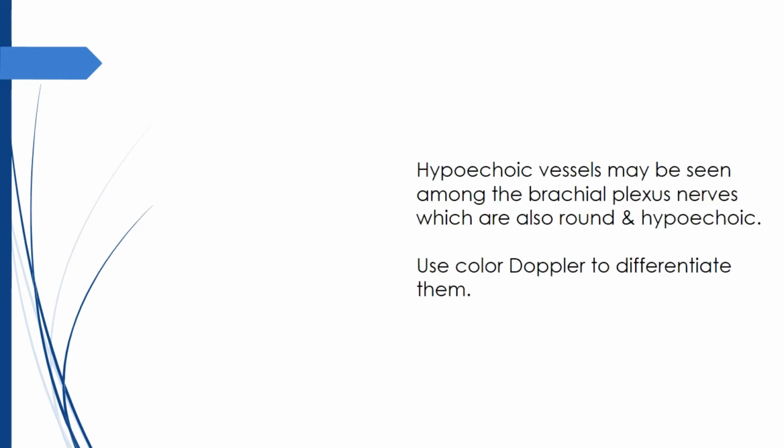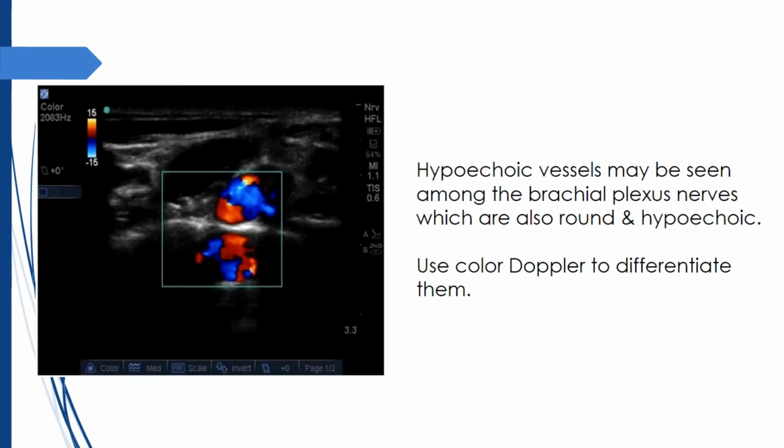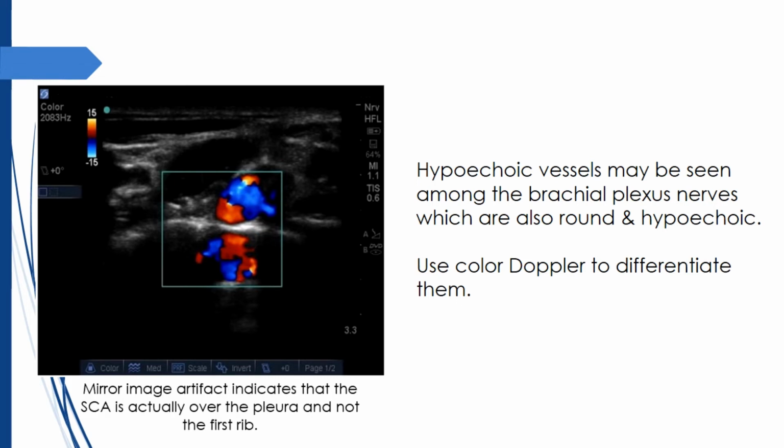Hypoechoic vessels may be seen among the brachial plexus nerves, which also look hypoechoic. So always make it a habit to use color Doppler to differentiate between them. And this is an image where we have used color Doppler, and we can see a mirror image artifact of the subclavian artery. This gives us an indirect indication that the subclavian artery in this image is actually resting over the pleura and not the first rib.